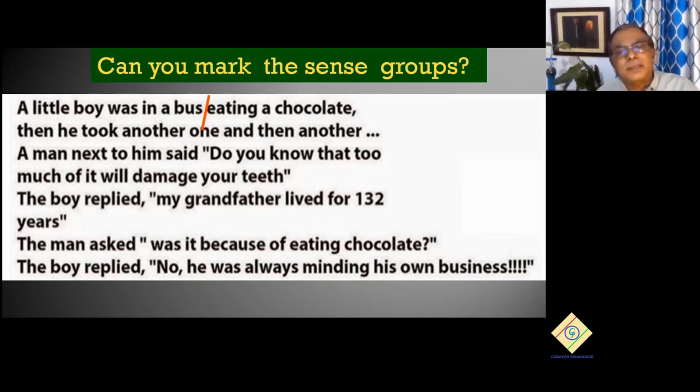A little boy was in a bus, so it makes a complete sense. So make a guess. Where will you mark the sense groups for the others? Make an attempt. I'll give you 1 minute.